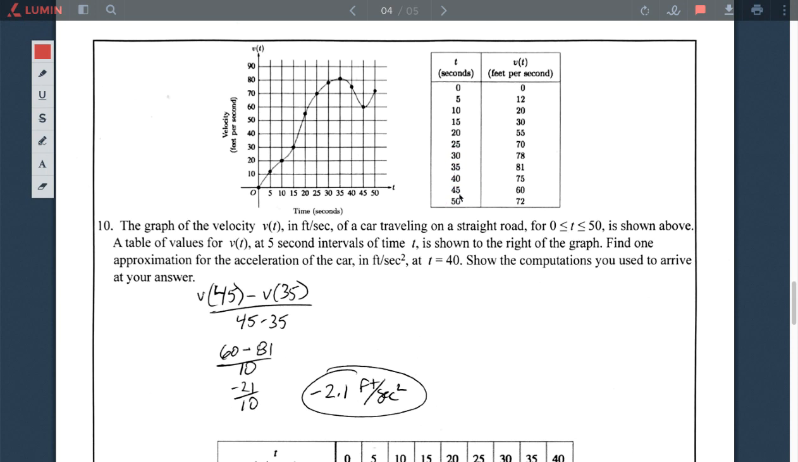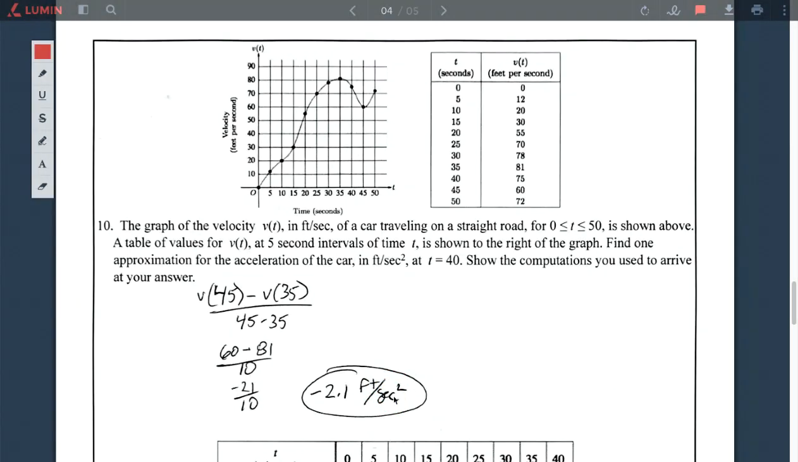I personally always like to put what I'm trying to get to in the middle. So I chose 35 and 45. So v of 45 minus v of 35 over 45 minus 35. So 60 minus 81 over 10, negative 21 over 10, which is negative 2.1 feet per second squared.